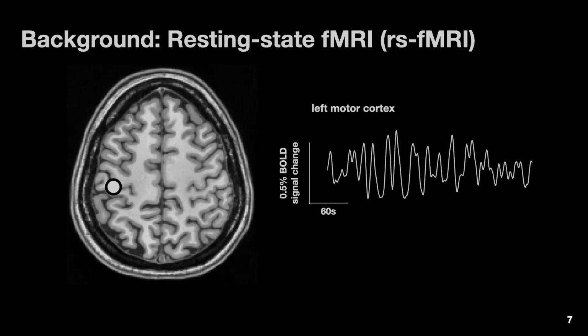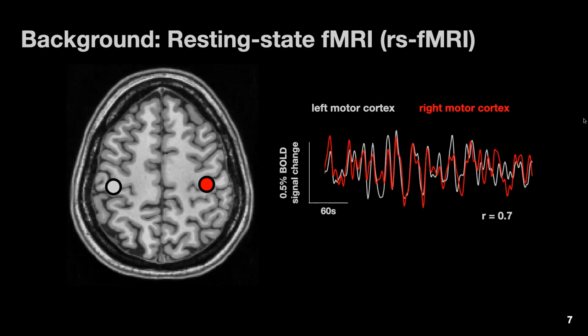The reason that resting state fMRI can tell us about the organization of the brain is because these fluctuations in activity are synchronized across functional networks. So if we look at another region of the somatomotor network, in this case, the opposite hemisphere motor cortex, we see that it also shows fluctuations in activity, and those fluctuations are highly synchronized with the left motor cortex.